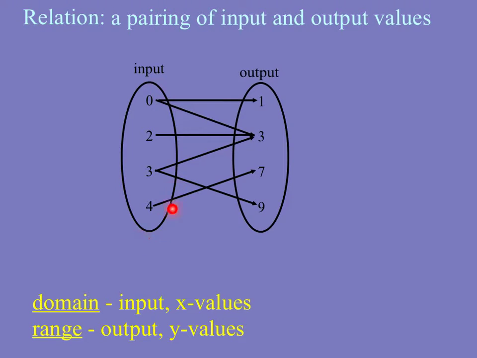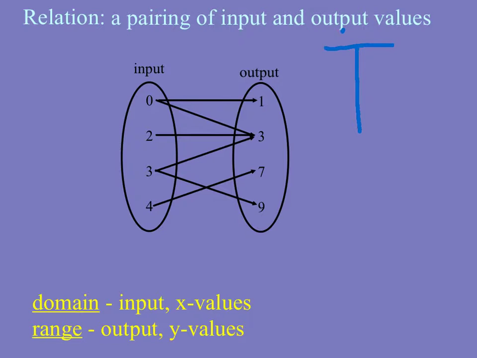So if we look, here's our input values. And if we have a 0, that means the 0 could either go to the 1 or it could go to the 3. If we have a 2, the 2 automatically goes to the 3. If we have a 3, it could go to the 3 or the 9. And if we have a 4, it could go to the 7. We could look at this actually a couple different ways. So this could be a table.